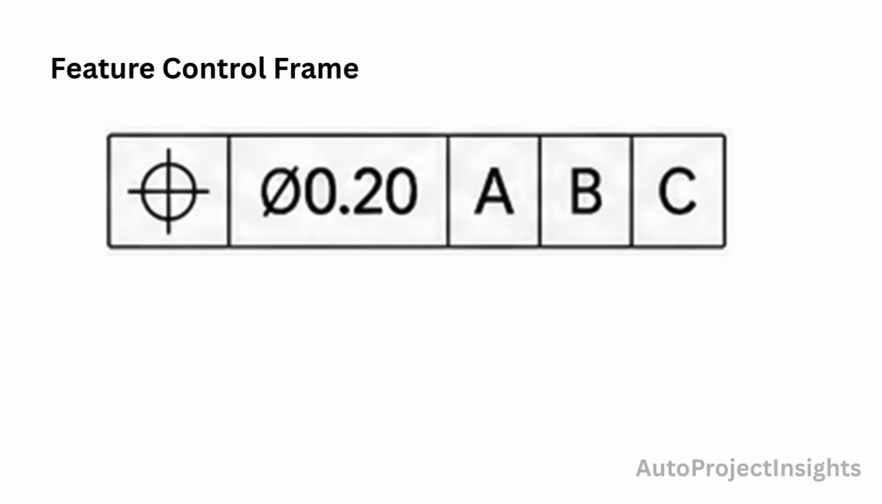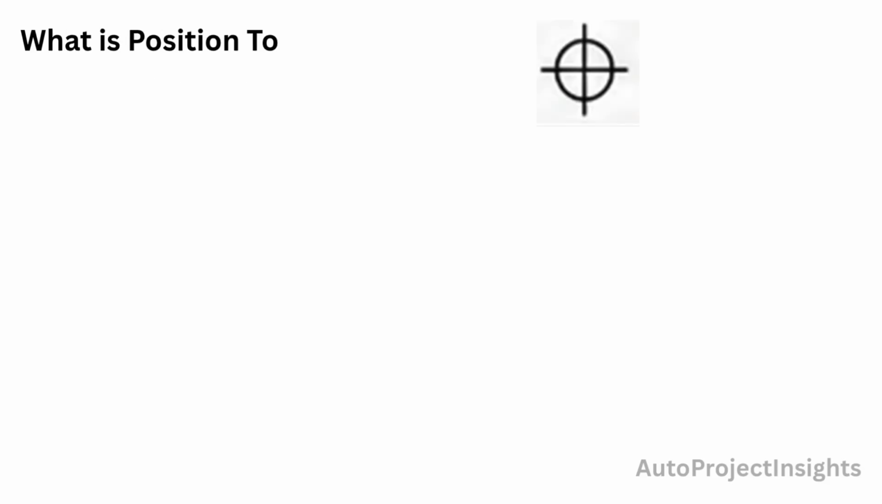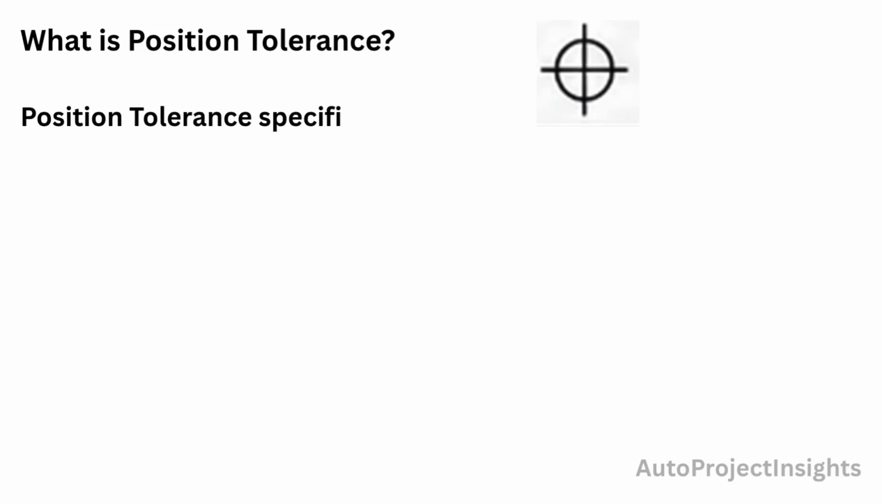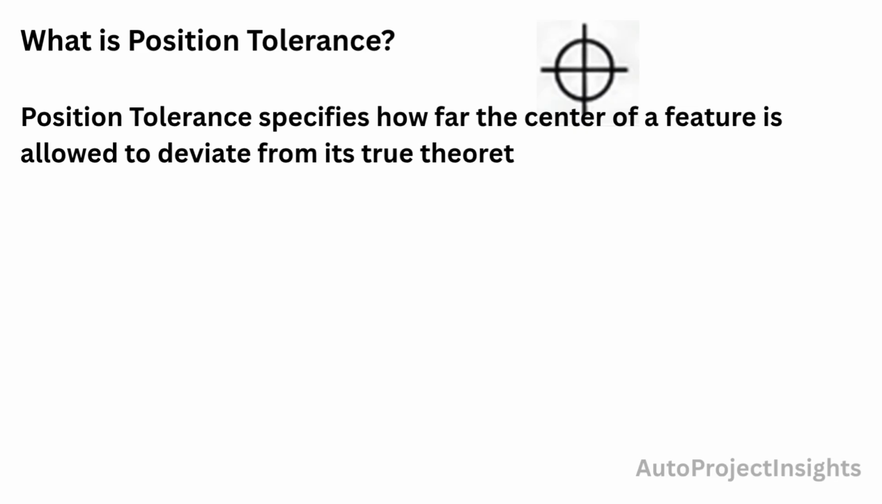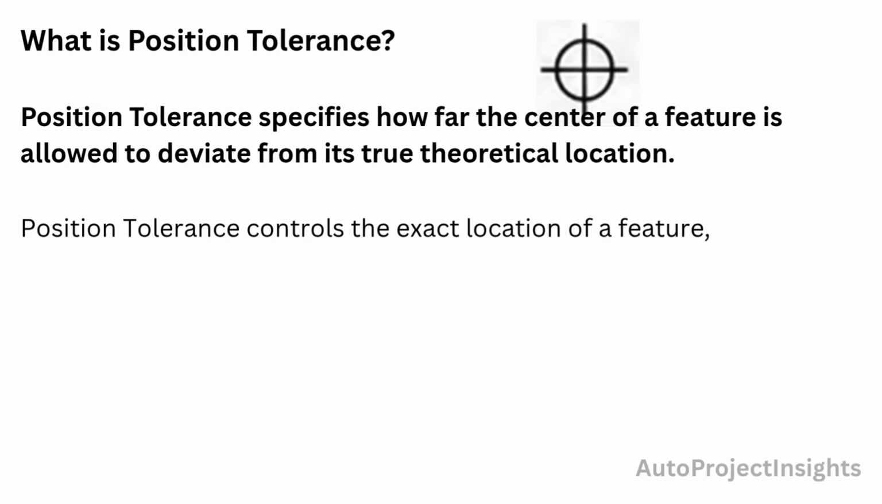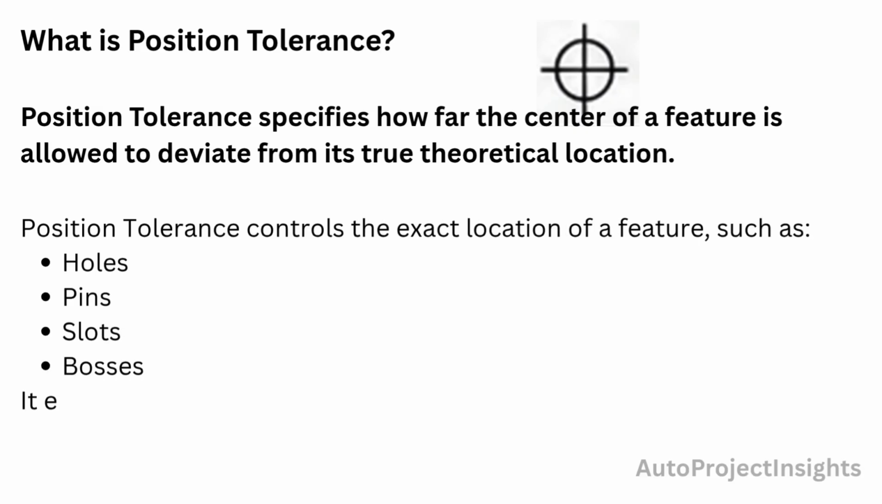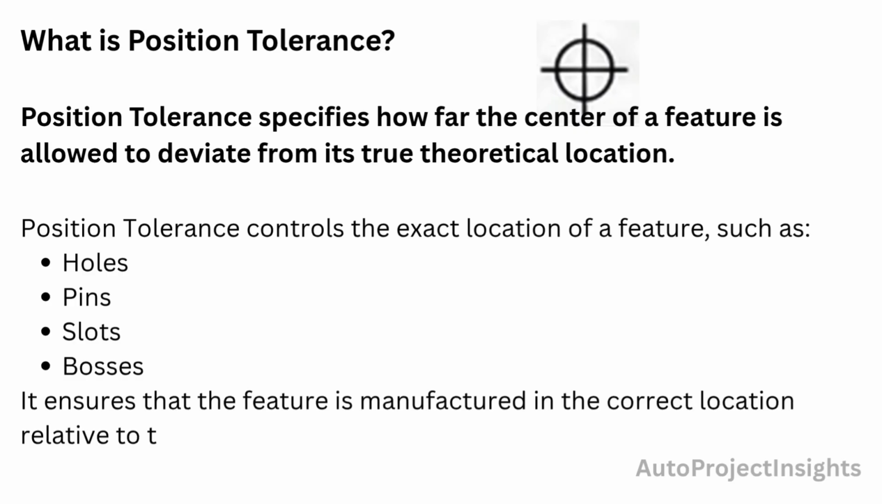In the previous video, we learned how to read a feature control frame. Today we'll focus on one of the most important geometric characteristics inside that frame, the position symbol. What is position tolerance? Position tolerance specifies how far the center of a feature is allowed to deviate from its true theoretical location. Position tolerance controls the exact location of a feature, such as holes, pins, slots, bosses. It ensures that the feature is manufactured in the correct location relative to the datum references.